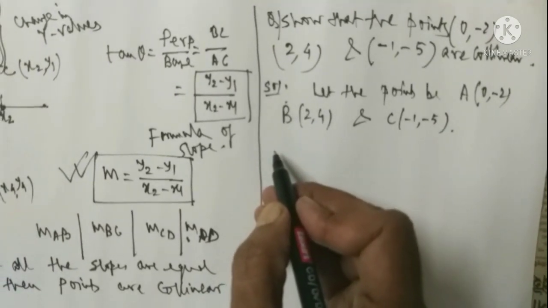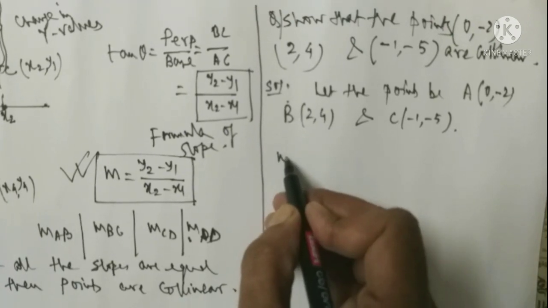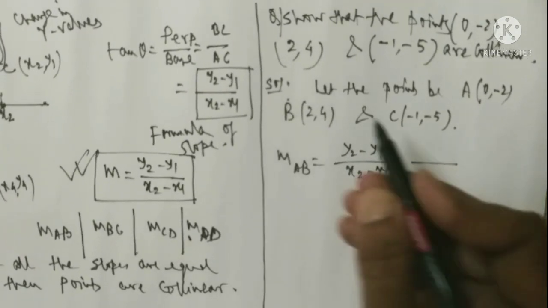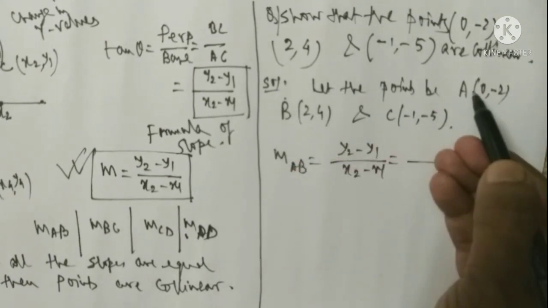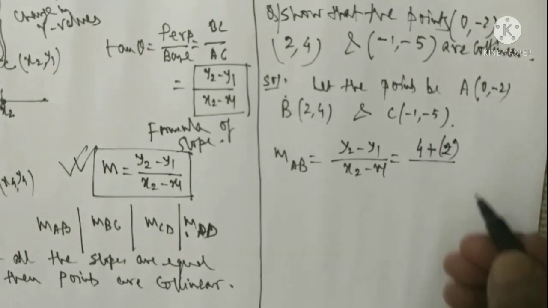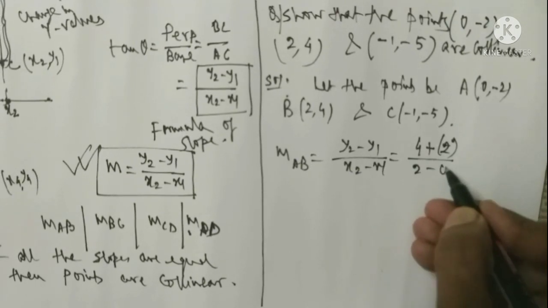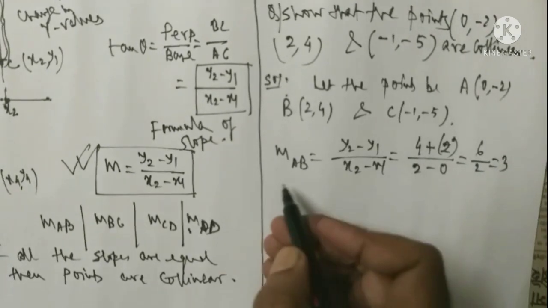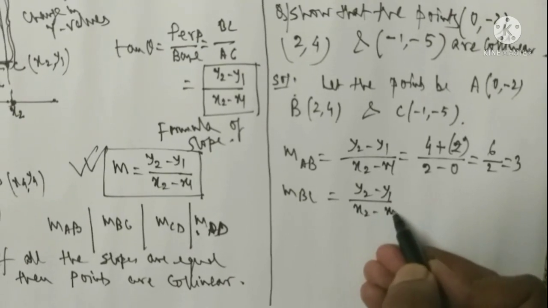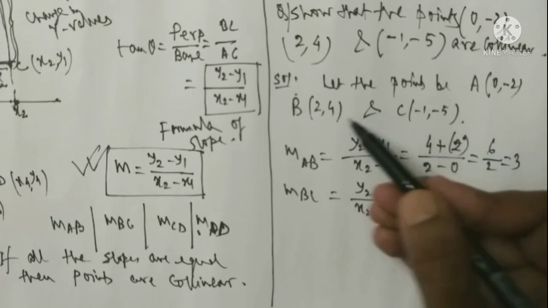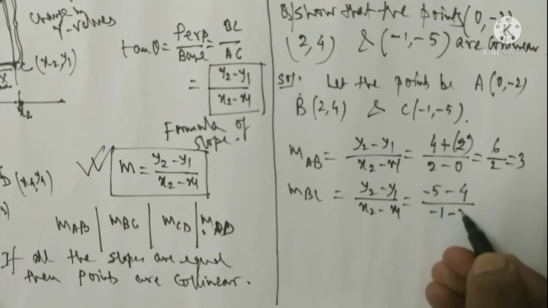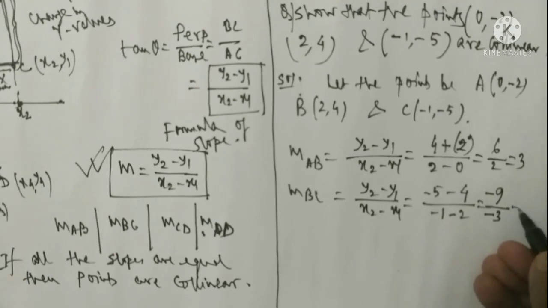Whenever we want to find the slope of the AB part, MAB equals y2 minus y1 by x2 minus x1. Whenever we think of A and B, A is x1 y1, B is x2 y2. That is y2 minus y1 and x2 minus x1, that is 6 by 2, that is 3. If I take the BC part, then in a similar fashion, this is x1 y1, this is x2 y2, then y2 minus y1 by x2 minus x1, that is -9 by -3, that is also 3.